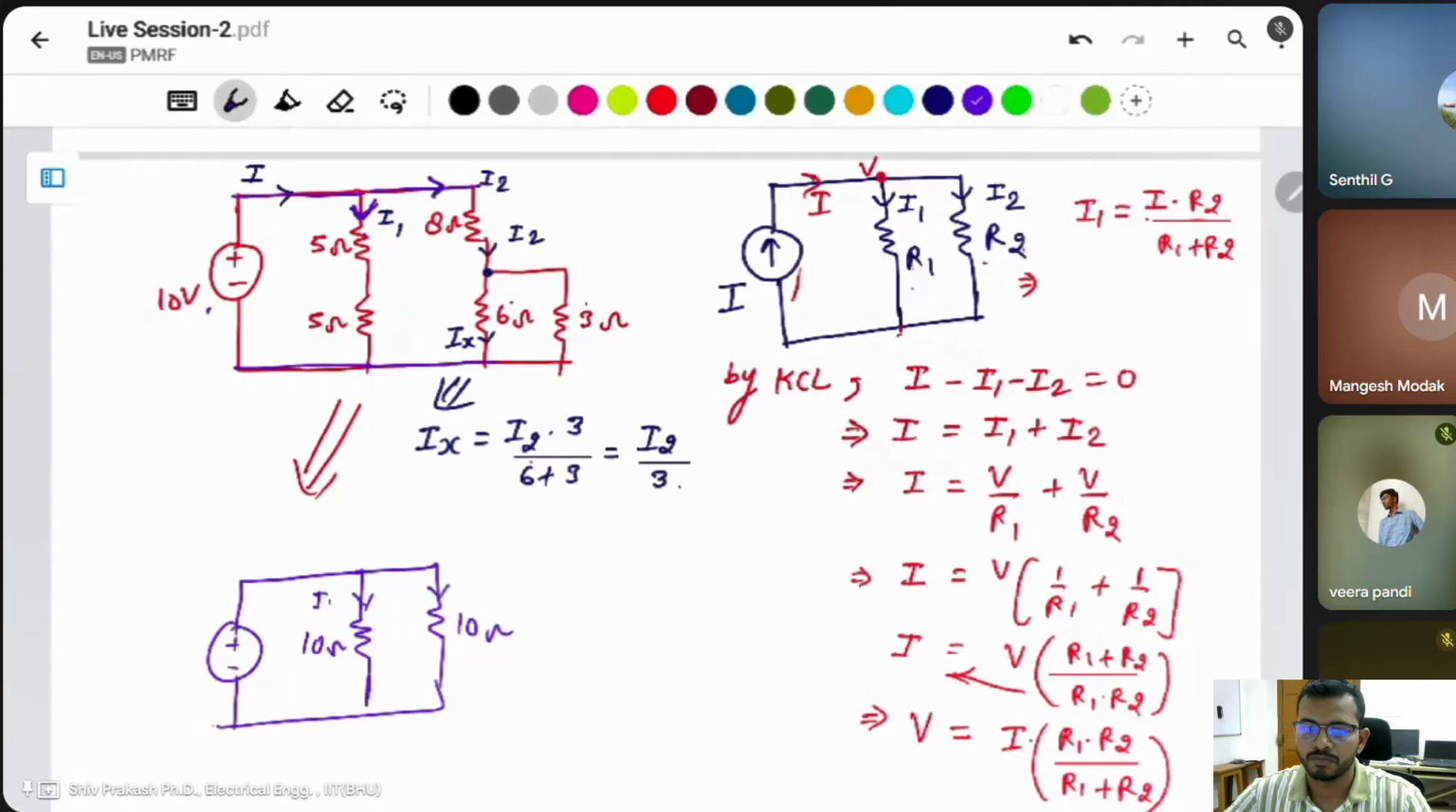This is I1, this is I2. This voltage is 10 volt. What is the current in this one? 10 divided by the resistance 10 ohm equals 1 ampere. This is also 1 ampere. It means I2 is equal to 1 ampere, and Ix is I2 times 1 by 3, so this will be 1 by 3 ampere.